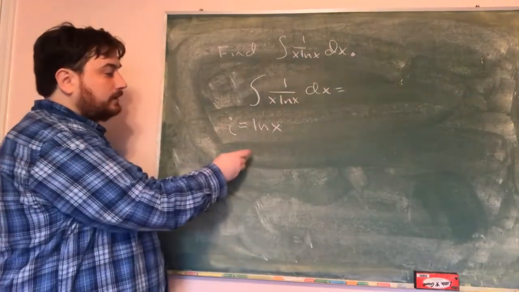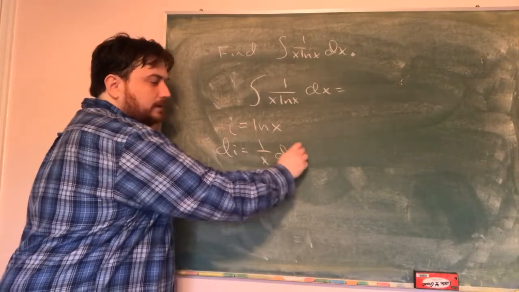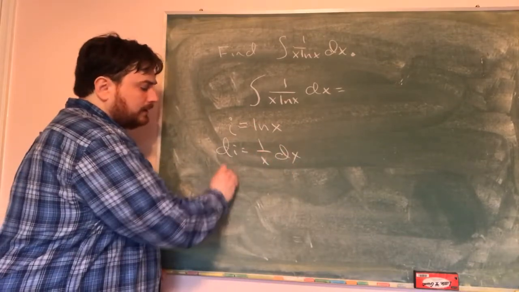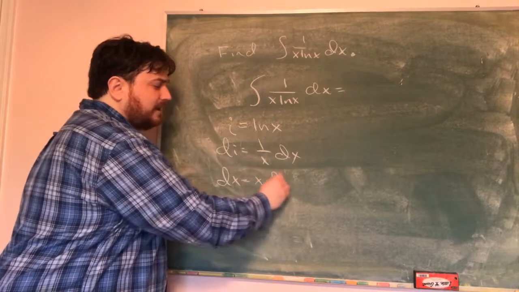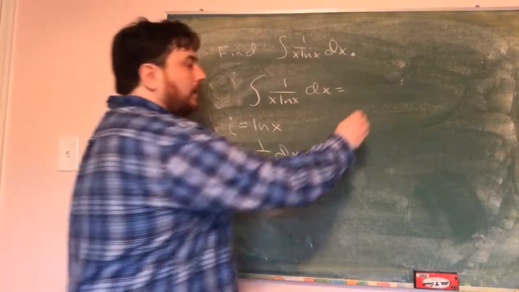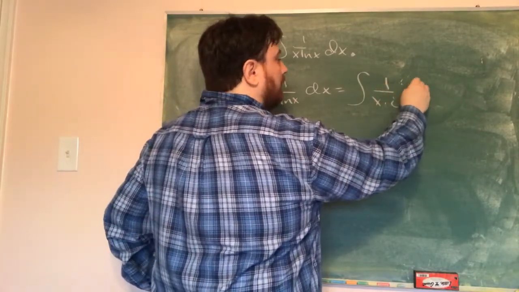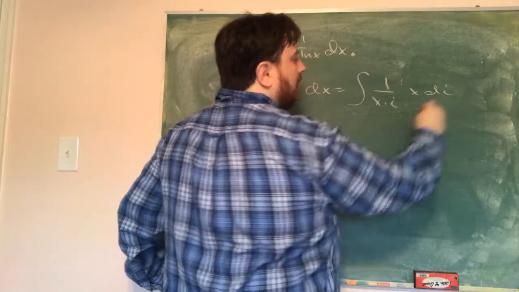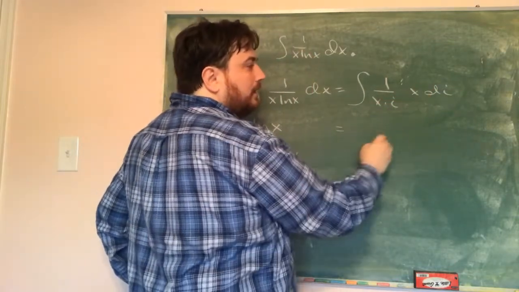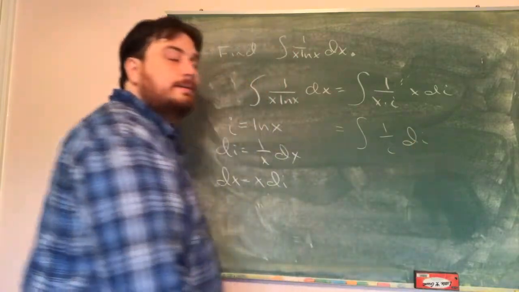Well, if I let I be natural log of x, then dI is 1 over x dx. Solving for dx, I get dx is x dI. And so now I can substitute that in here, and I would get the integral of 1 over x times I times x dI. And indeed, the x's will cancel, and I'll get the integral of 1 over I dI.